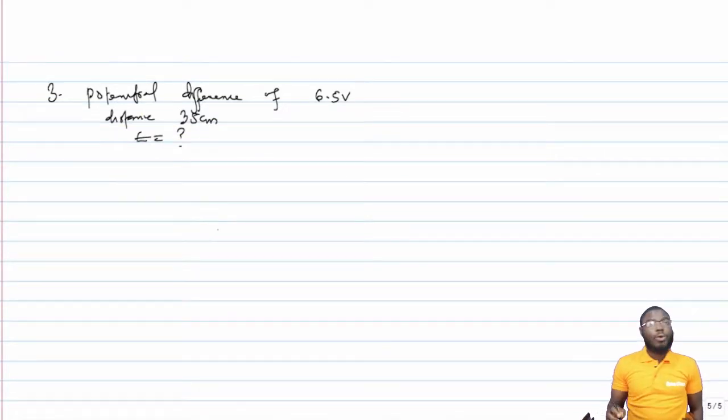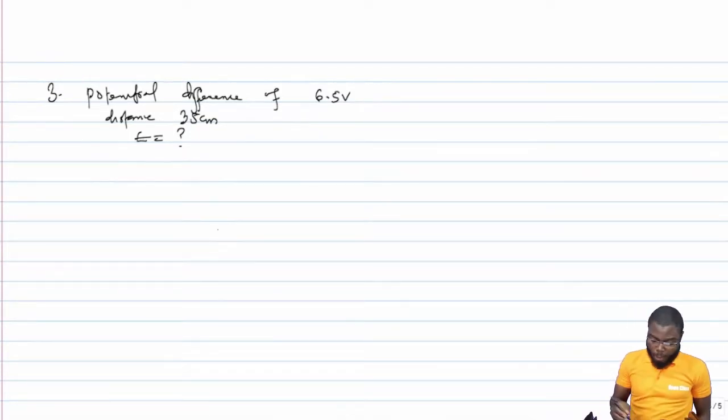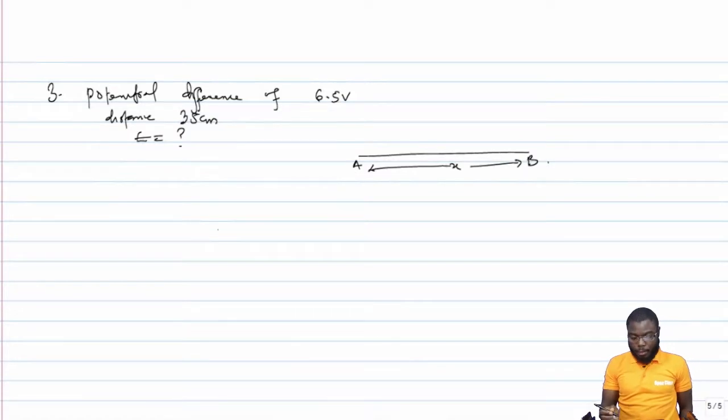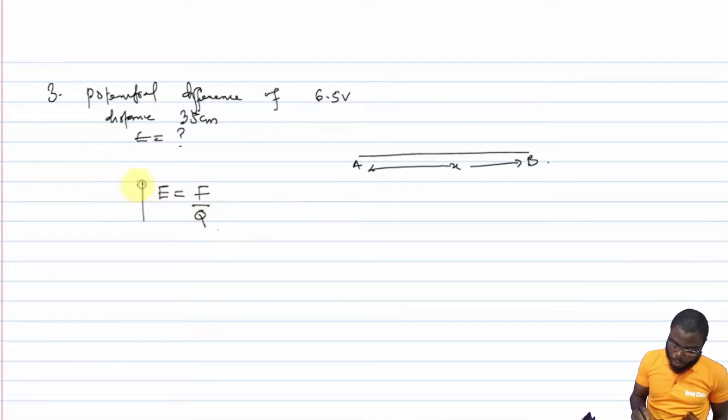All right, so your electric field intensity is your force per unit charge between two charges. So let's say you have a charge moving from point A to point B, separated by a distance X. Are we together? So electric field intensity is your force per unit charge. That's the first formula you need to know.